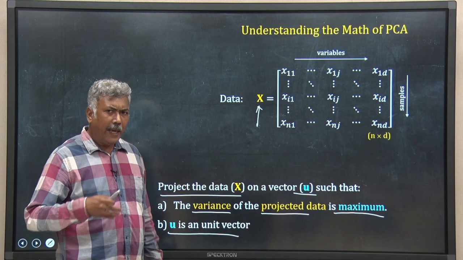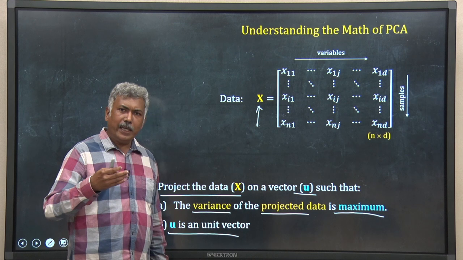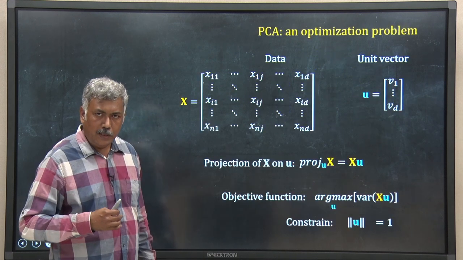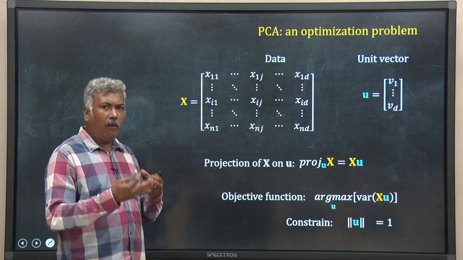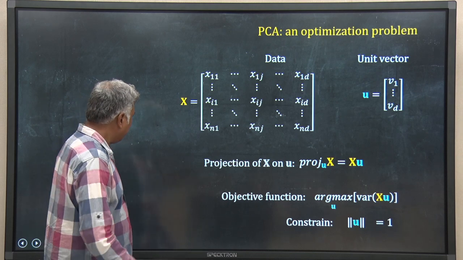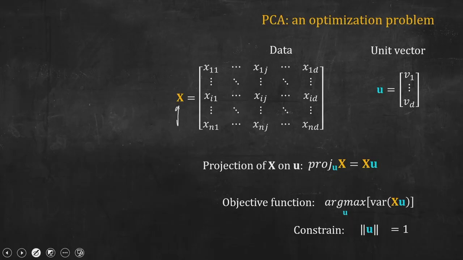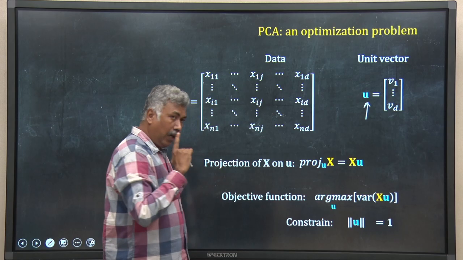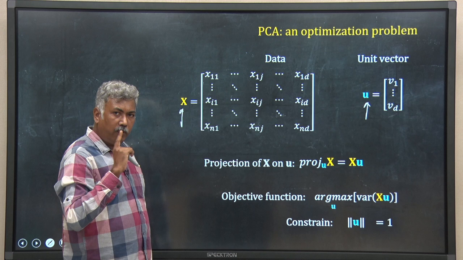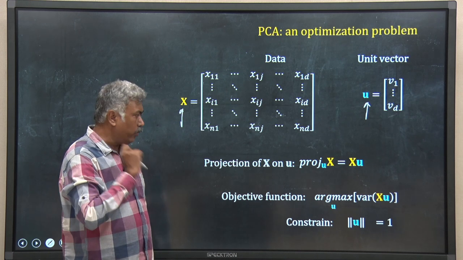That means we want to maximize something, isn't it? So, I can say this is an optimization problem, and let me write it in optimization problem form. X is given, u I do not know. I have to find the u. How do I have to find the u? I have to find the u that will satisfy a certain requirement.